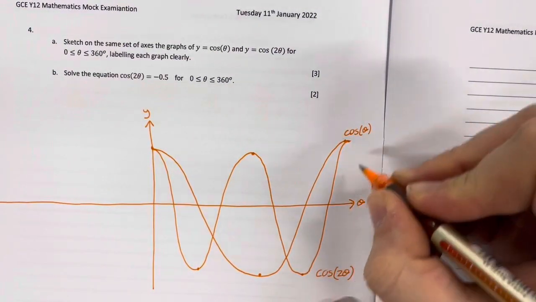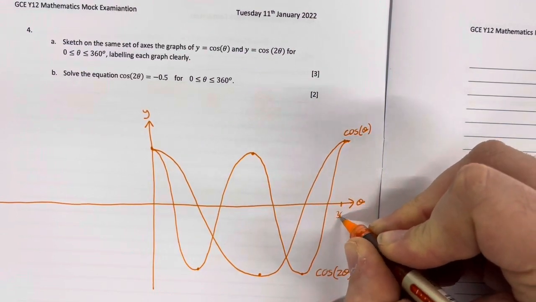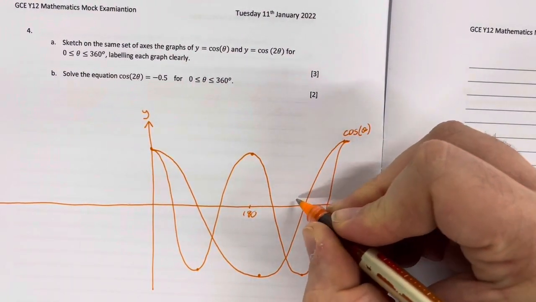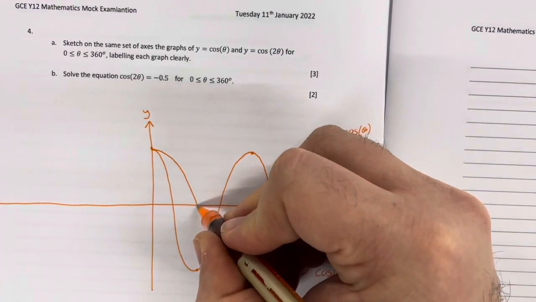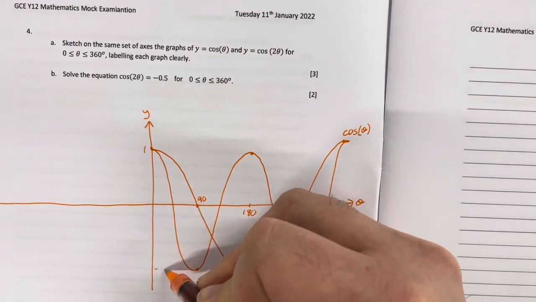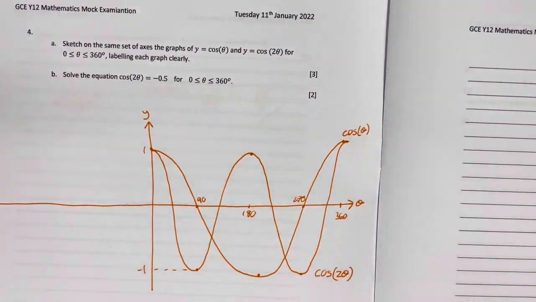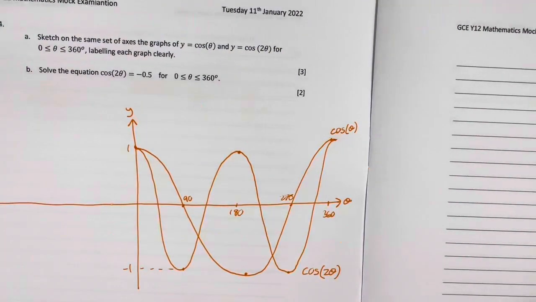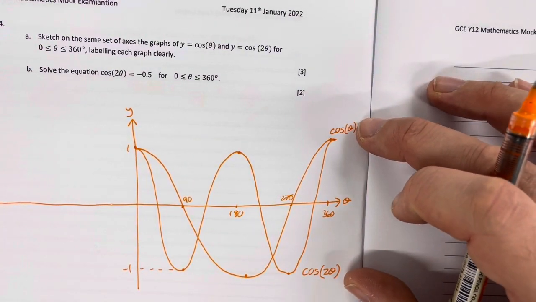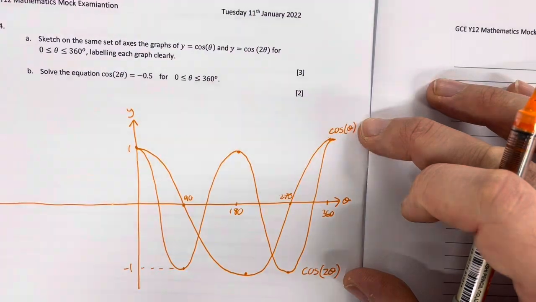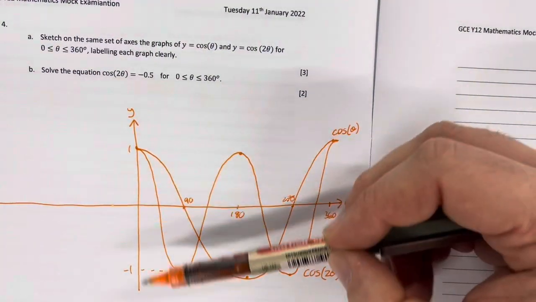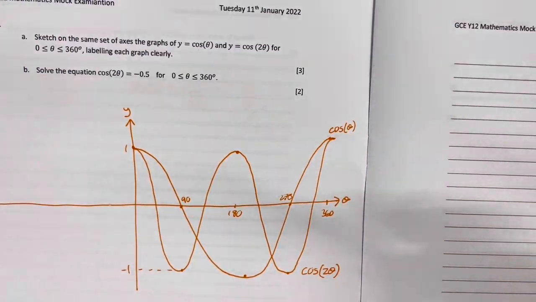Okay, just put some labels on the axes. So I'm going to put 360 there. I'm going to put 180 there. At that point there, it's 270. And that point there is 90. And then 1 and minus 1 on the vertical axis. Okay, and that'll be enough for a sketch. You do need to label clearly which graph is which. Okay, and I've done that here by putting the definitions next to each of the curves. And you did need to label the x-axis to get full credit.